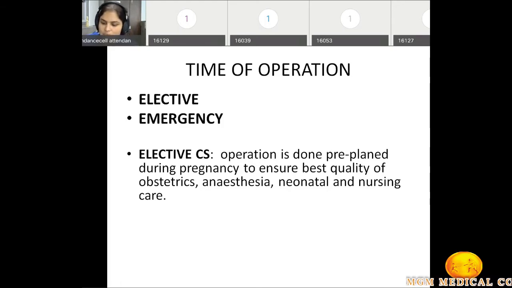So now there are maternal request sections also. Some patients do demand that we want a section at this time or that time, and all these options are also there. So that's why it is elective cesarean section.